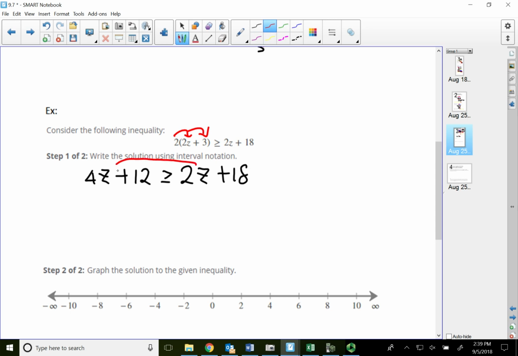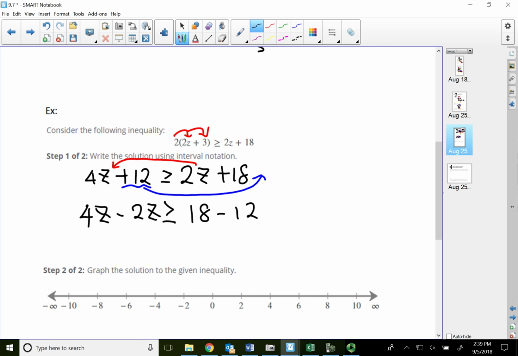The 2z needs to go to the left because 4z is bigger. At the same time, I'm moving my positive 12 over. So with the inequality still the same in the middle, 4z is 4z. Positive 2z comes to the left, becomes negative. 18 still 18. Positive 12 comes over, becomes negative. So when I combine here, that's 2z greater than or equal to 6.